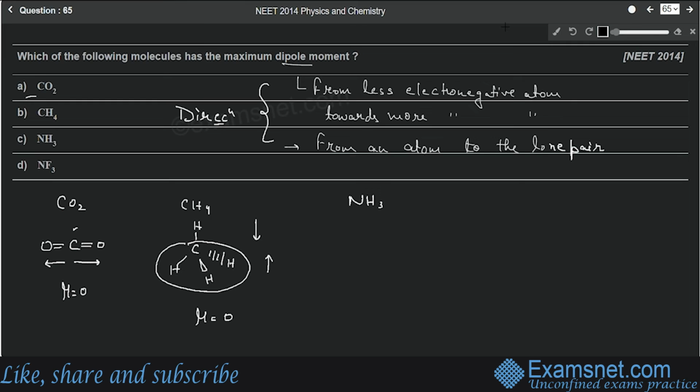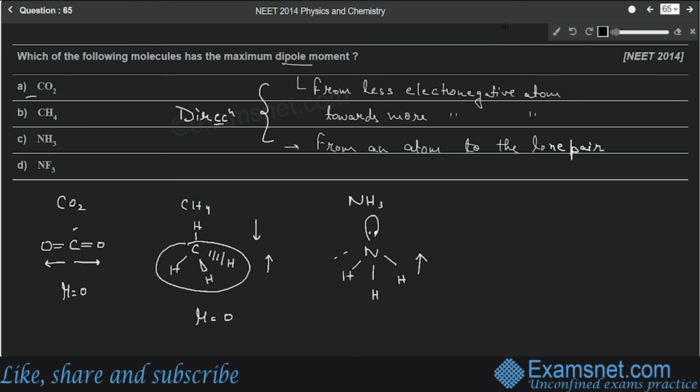So let's draw the structure of ammonia. This is nitrogen, this is hydrogen. So we have 3 hydrogen here and one lone pair of electrons on the nitrogen. So the direction will be from hydrogen to nitrogen, right? Less electronegative towards the more electronegative atom.